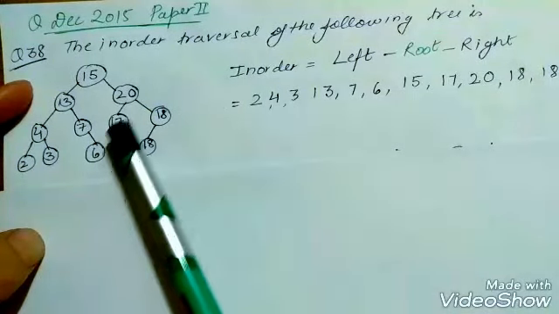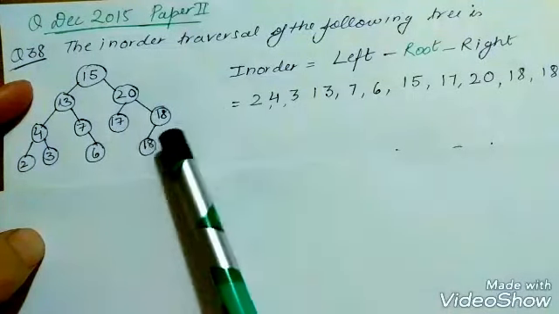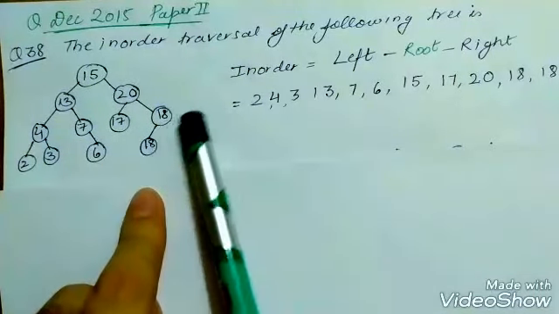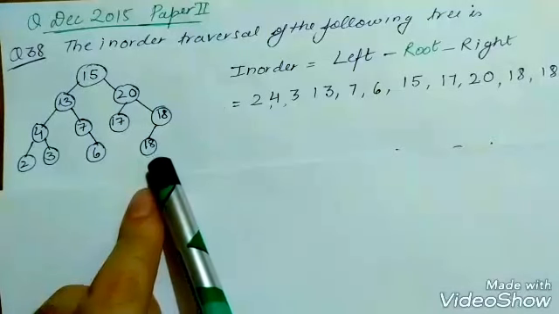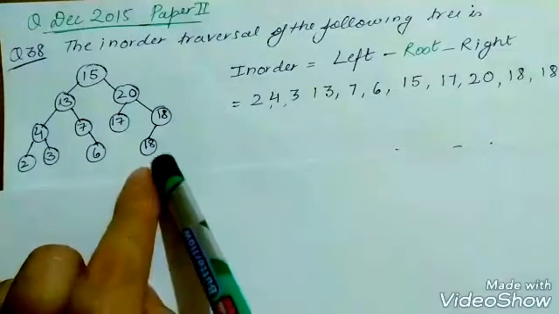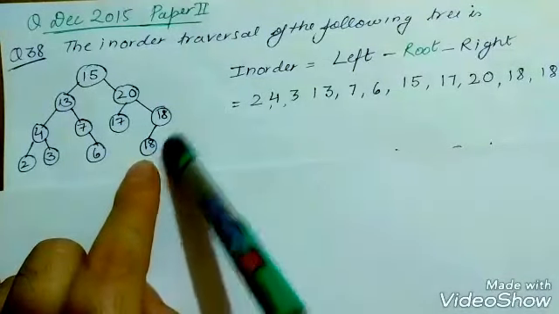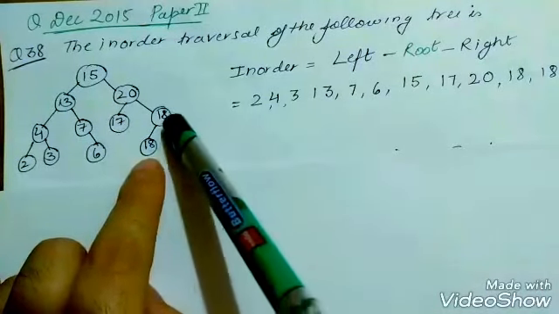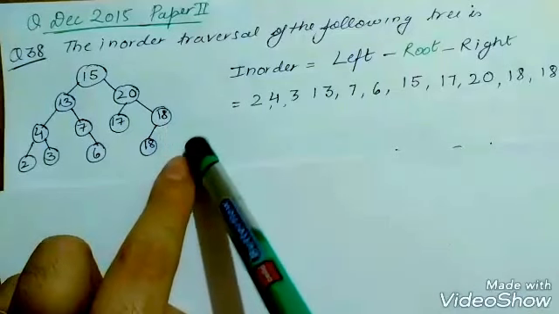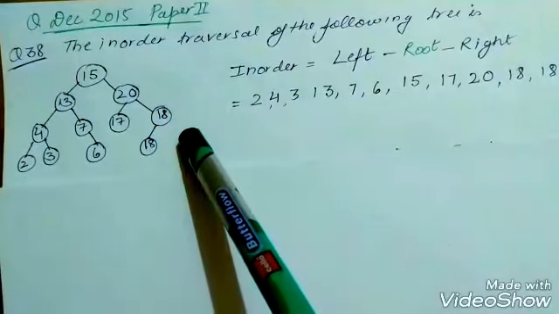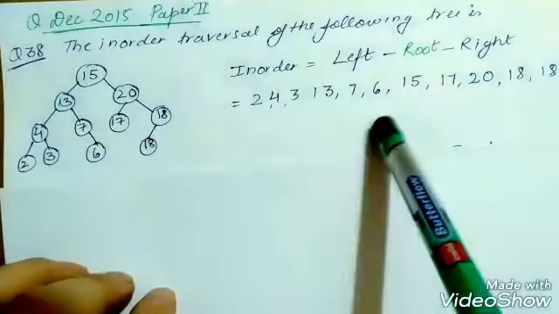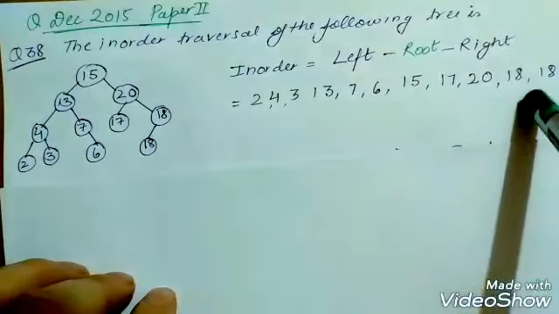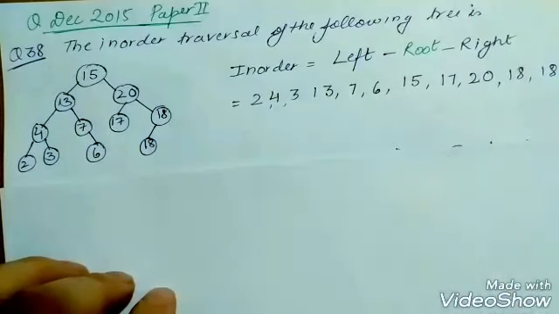So 17, 20, and then we move here to 18, but 18 is the root for 18 again. Therefore we can say that we take this as the left, root, and then right. So 18 as left, this 18 as root, and the right portion is missing, therefore we do not consider it. So we get 2, 4, 3, 13, 7, 6, 15, 17, 20, 18, 18 as our answer.